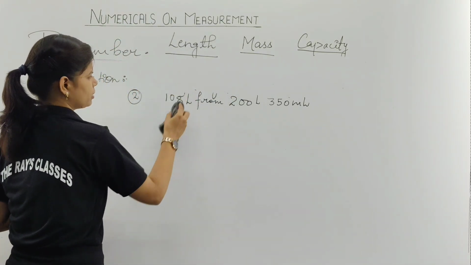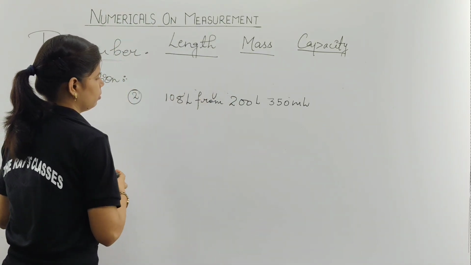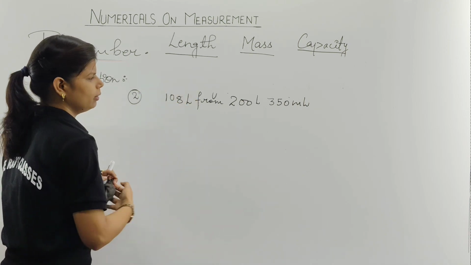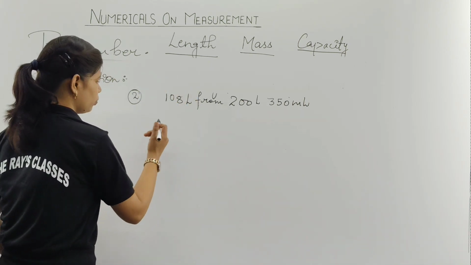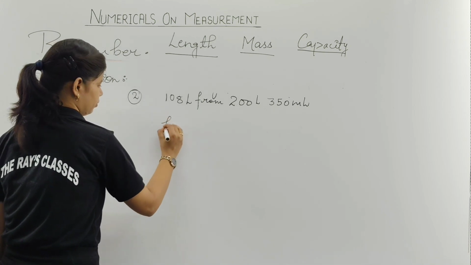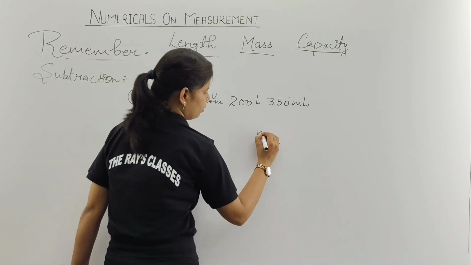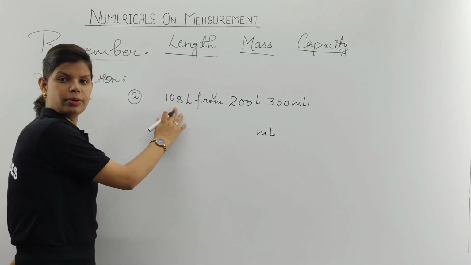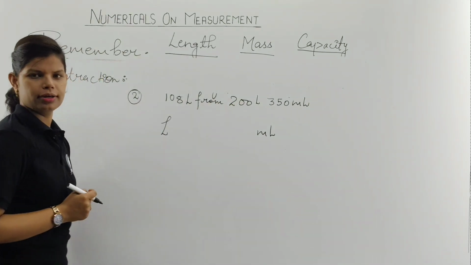Here you are having two units. One is liter and the other is milliliter. So when you are converting liter, and the other you are converting milliliter, please make sure. Here you are having how many liter? 108, and here you are having 200.